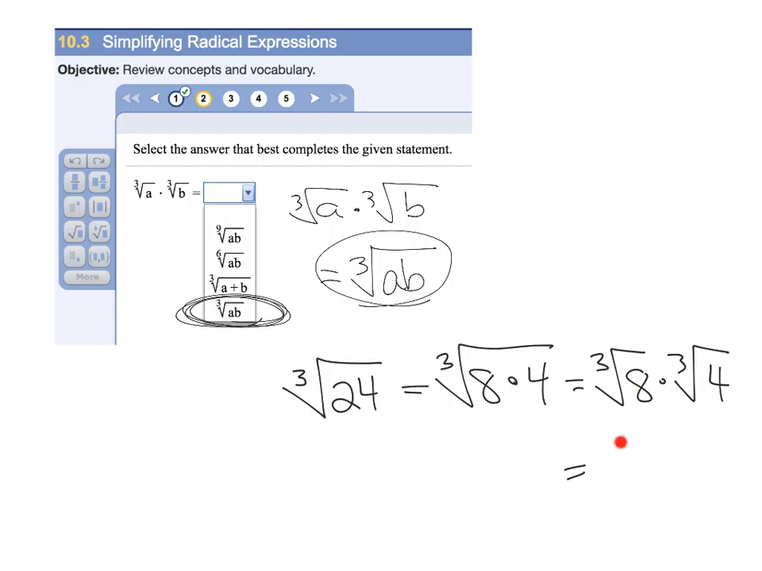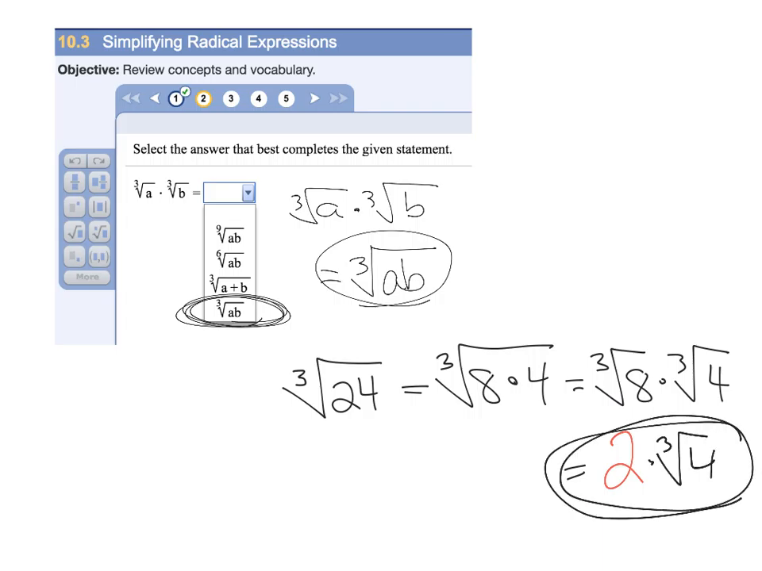Why would you want to do that? Well, because the third root of 8 is equal to 2. So this would be 2 times the third root of 4. All right, and that's actually a simplifying. So that's why it's important to know this rule, because really we're going to do it in reverse more often than anything.